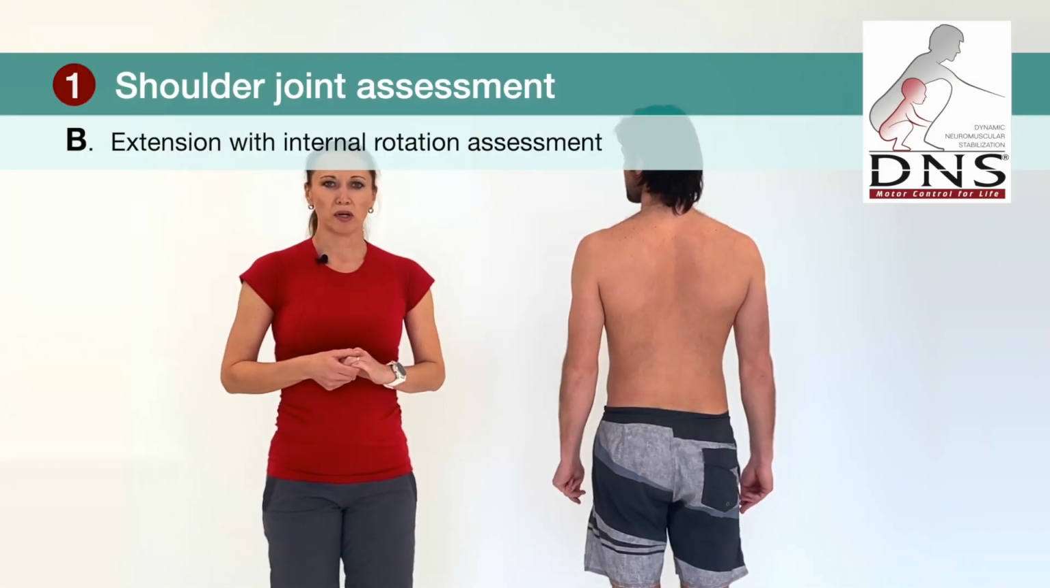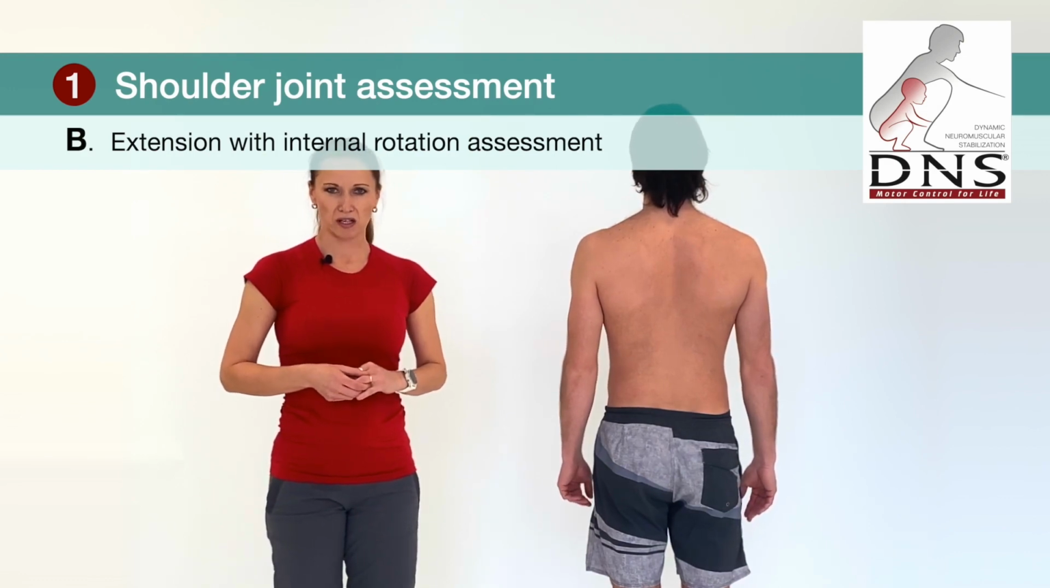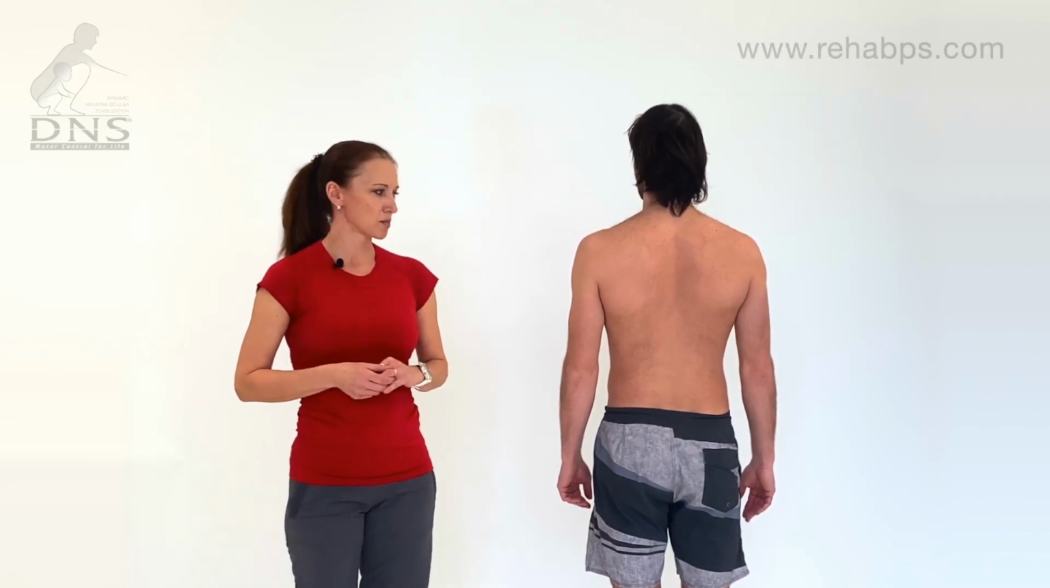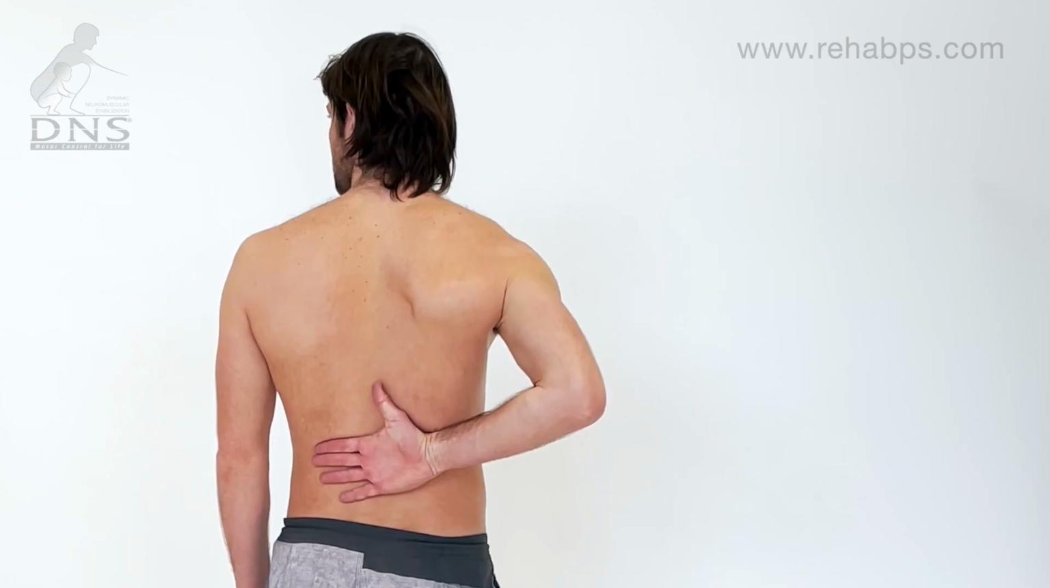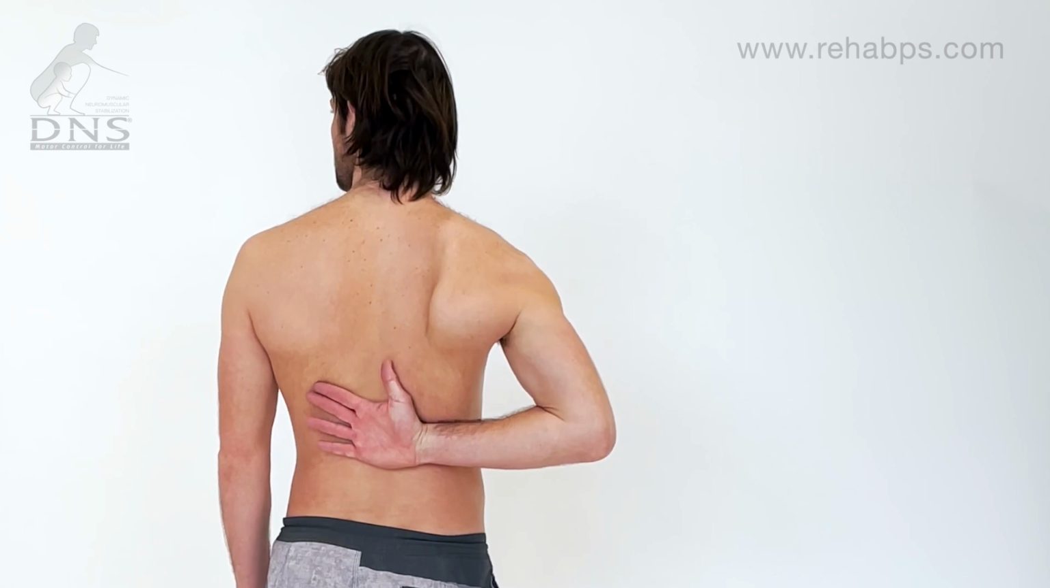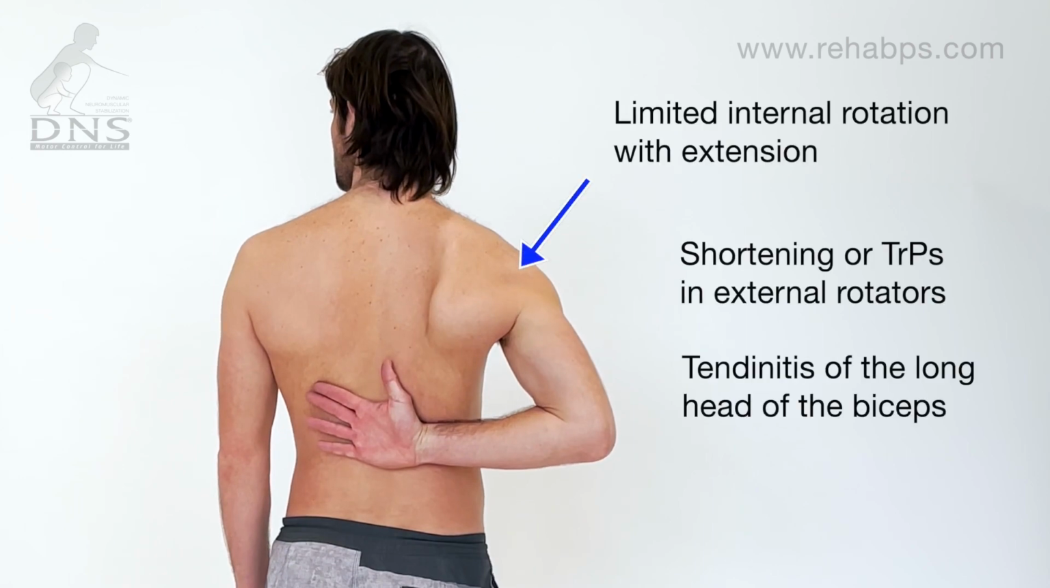Further examination of complex movement consists of internal rotation and extension. I will ask the patient to extend his arm backwards and place his hand between the shoulder blades. Always compare the movement with the other side.